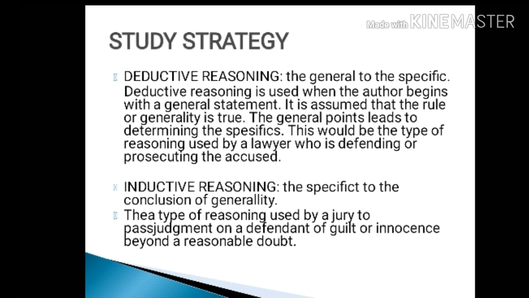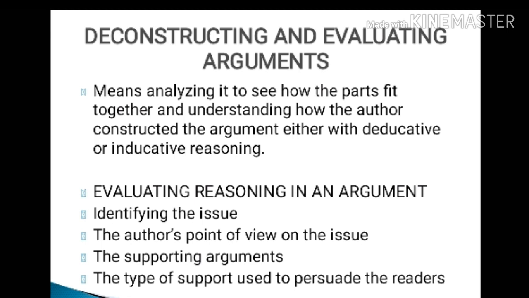Okay, the next point is deconstructing and evaluating arguments. Deconstructing and evaluating arguments means analyzing it to see how the parts fit together and understanding how the author constructed the argument, either with deductive or inductive reasoning.